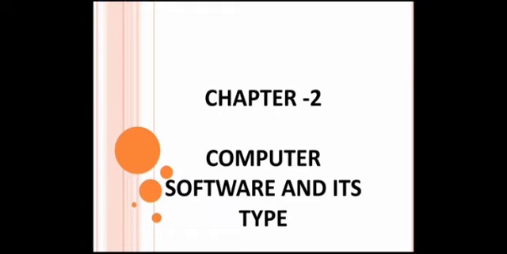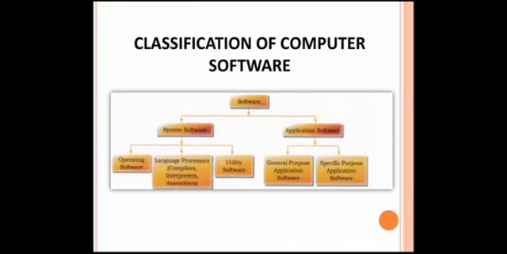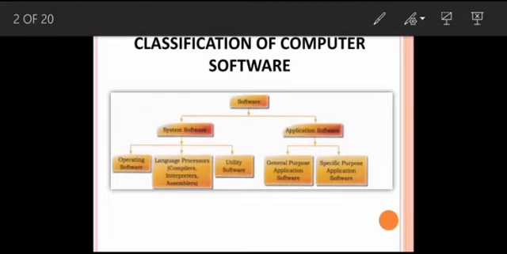In the last session, we already started chapter number 2, computer software and its types. So let's continue the chapter. In the last class, we studied that a computer system is made up of two main components: one is hardware and another is software.